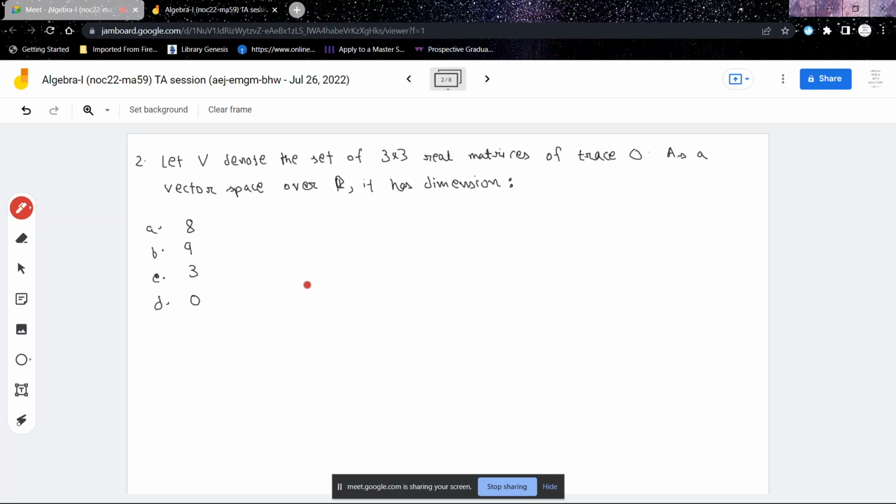Now we come to the second one. Again, assume V is the set of all 3 cross 3 real matrices, M3R, but with an added condition that these matrices should have 0 trace. So we take all A in M3R such that the trace of A is 0. This is a vector space, a subspace of M3R. We need to compute the dimension of this vector space over R.